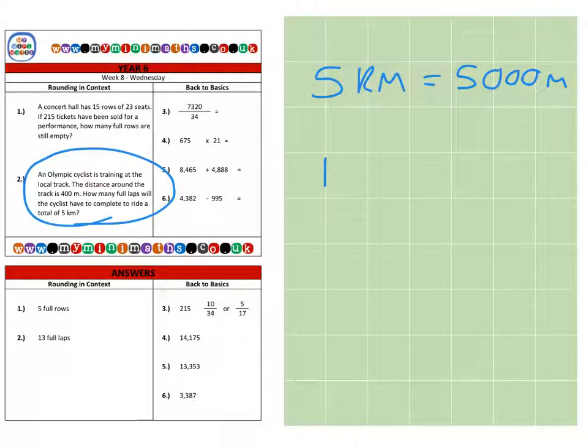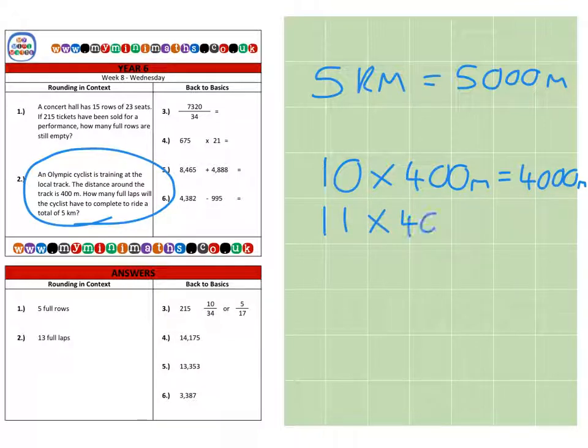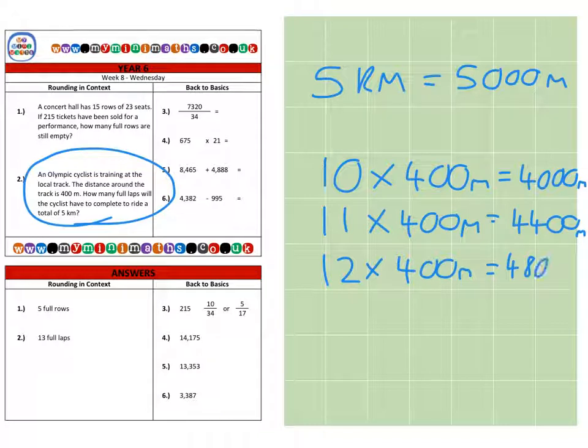So I know after 10 laps, that's going to be 4,000 metres. Okay, if I add another lap, it's now going to be 4,400 metres. An extra lap gives 4,800 metres, so we still haven't quite made that 5,000 metre target.